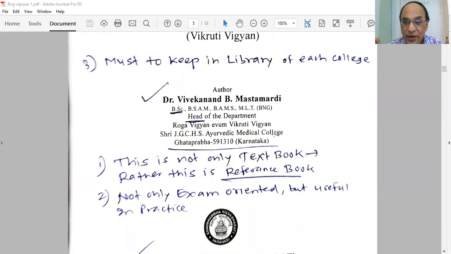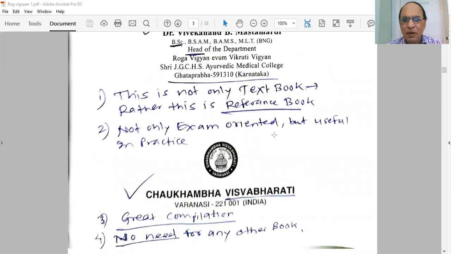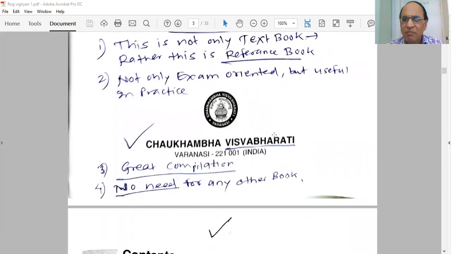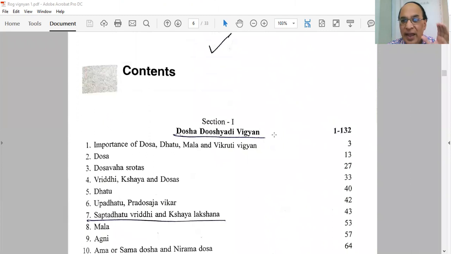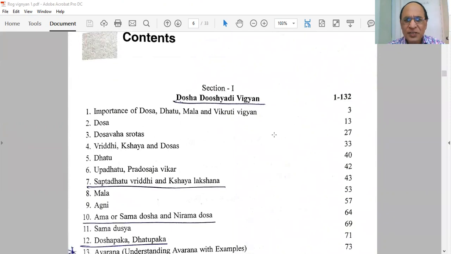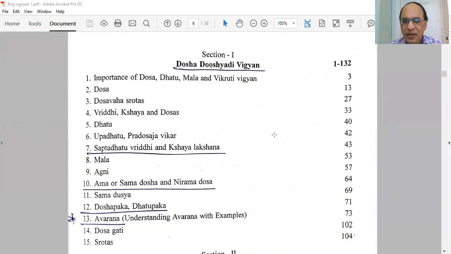Not only exam oriented, but useful for practice, because most of the small books are very concise and they are only for exam purpose. Great compilation by Dr. Vivekananda. No need for any other books. So you can see the contents are according to the CCIM syllabus, exactly. First section, Dosha Dushya Vijnana. All the points are covered, but I have underlined the points on which questions are asked in examination.